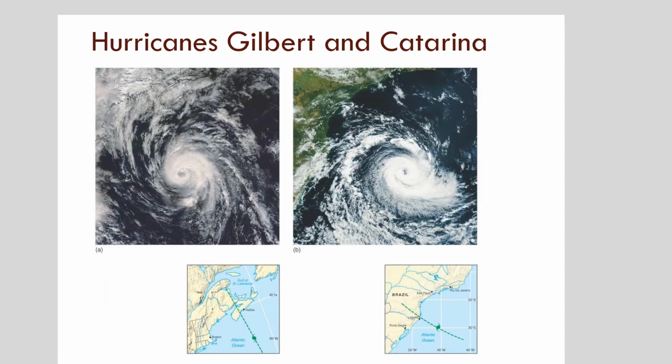Here we just have two examples of two hurricanes that existed in opposite hemispheres. Notice the spin. Remember that in the southern hemisphere, things rotate in the opposite direction. So Hurricane Catarina that made landfall in Brazil rotated clockwise, whereas Hurricane Gilbert in the North Atlantic rotated counterclockwise.